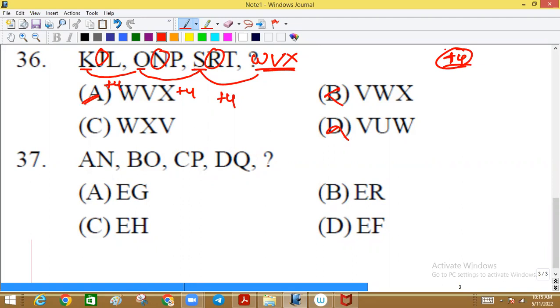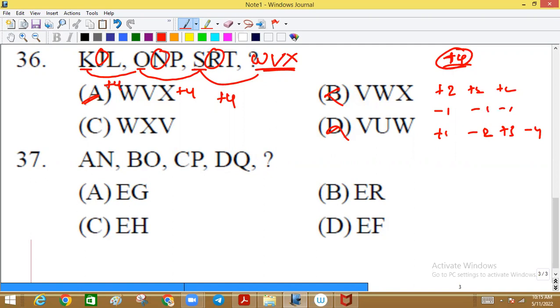But this is not always the case. In some cases one series increases like plus 2, plus 2, some series decrease like this, and some again increase or decrease like plus 1, minus 2, plus 3, minus 4. So this is also possible. This mixed series can be of any type. Generally, everything is plus 4.